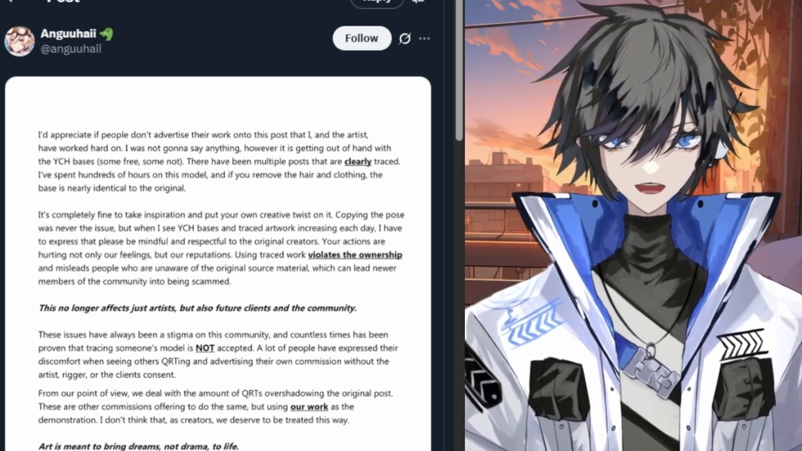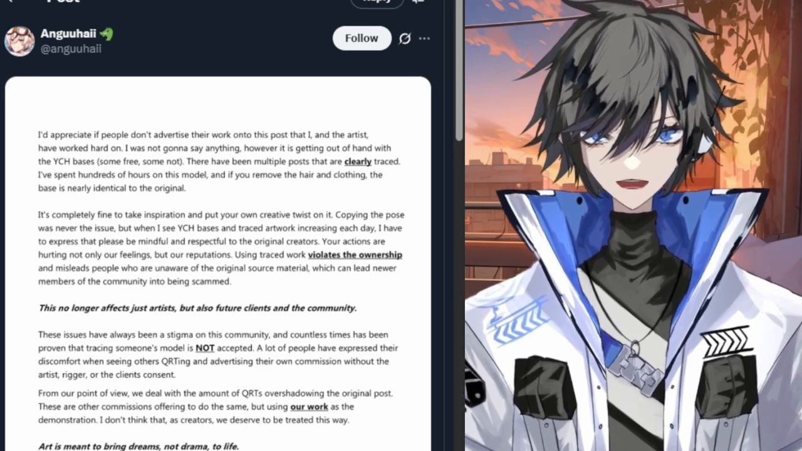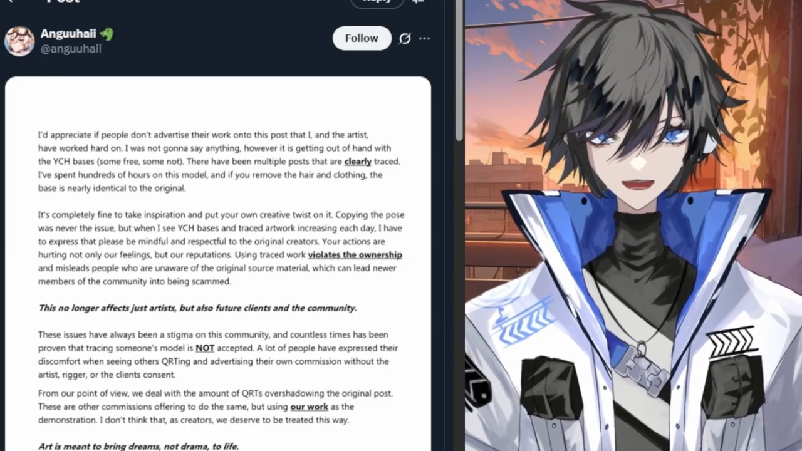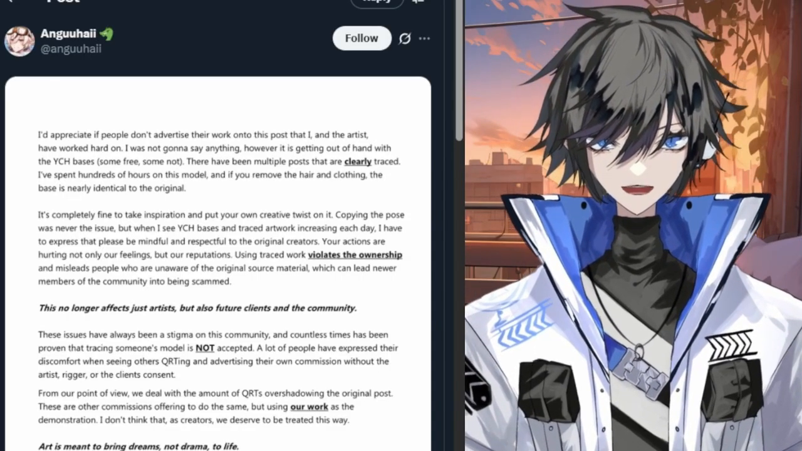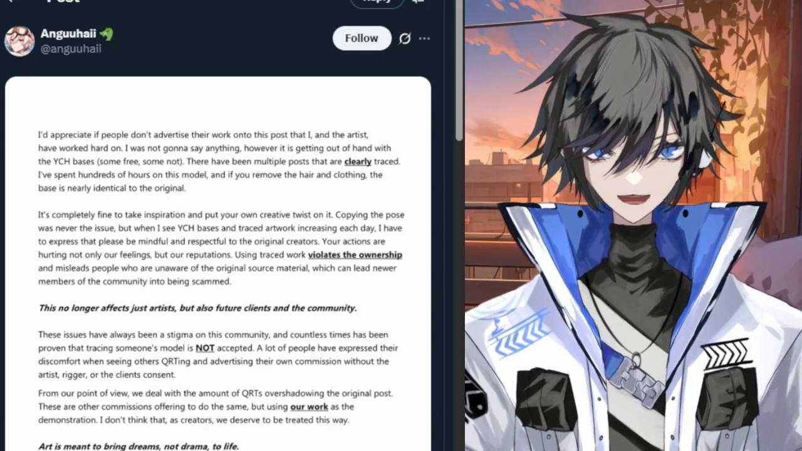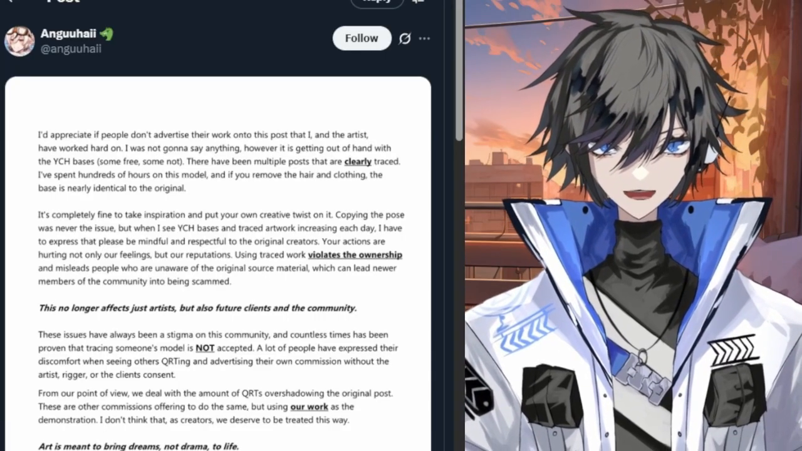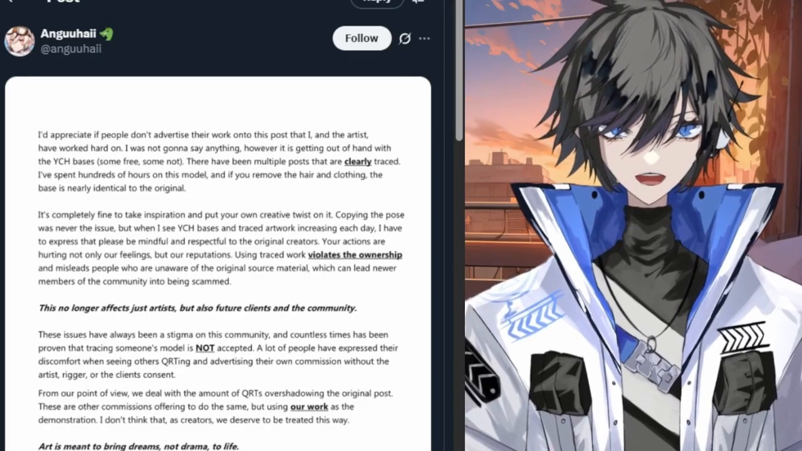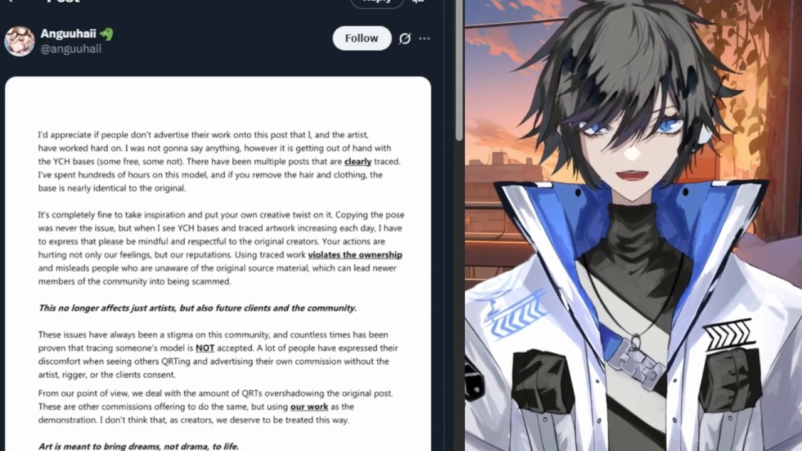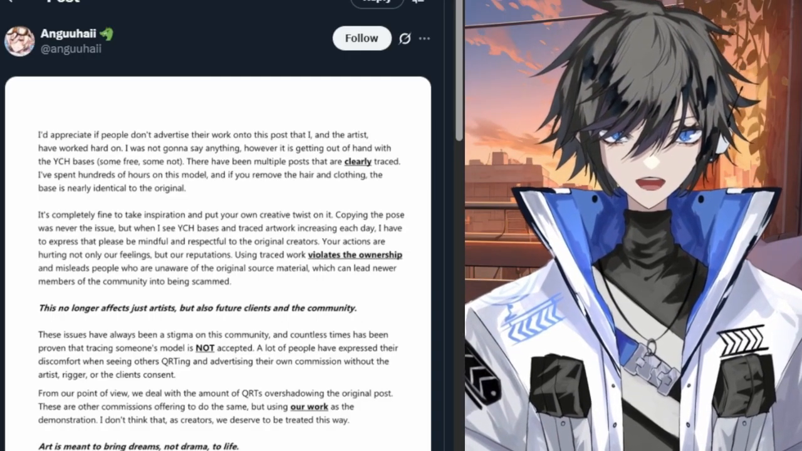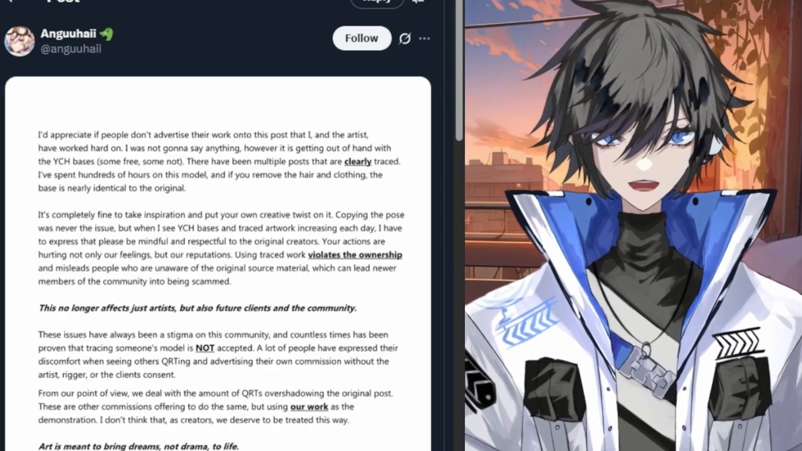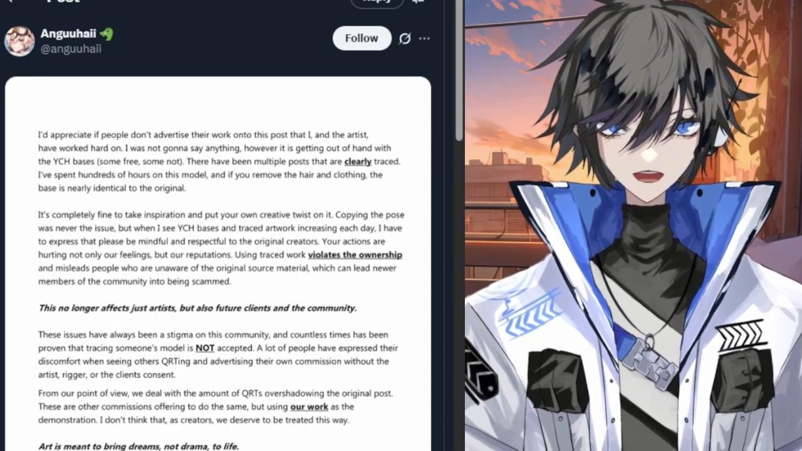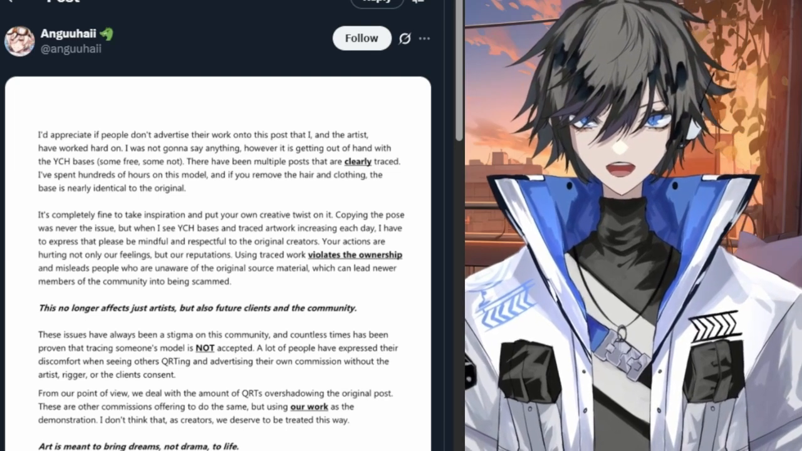A lot of people have expressed their discomfort when seeing others quote retweeting and advertising their own commission without the artist's or client's consent. From our point of view, we deal with the amount of QRTs overshadowing the original post. These are other commissions offering to do the same but using our work as a demonstration. I don't think that as creators we deserve to be treated in this way. Art is meant to bring dreams, not drama, to life. Too late for that. It is now drama.